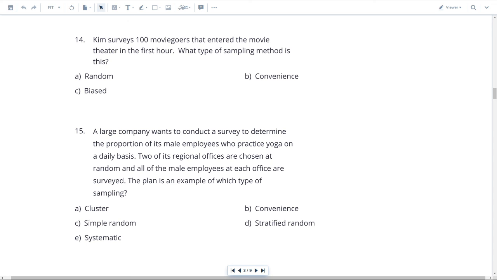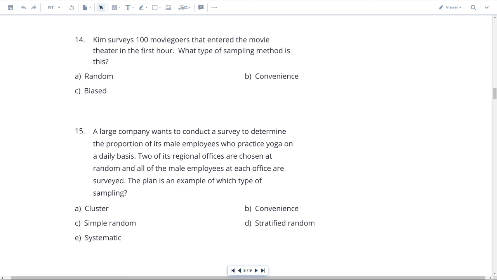Cluster. The reason, well, let's look at what you chose. Some of you chose simple random. It's definitely not simple random. It's not systematic. Systematic would be like picking every 10th person based on some kind of maybe alphabetical list, or based on some level of randomness.